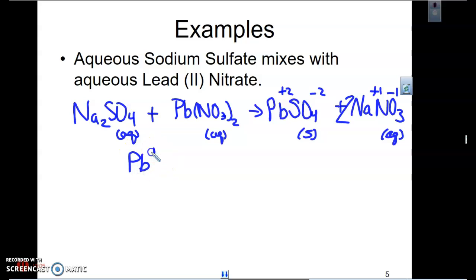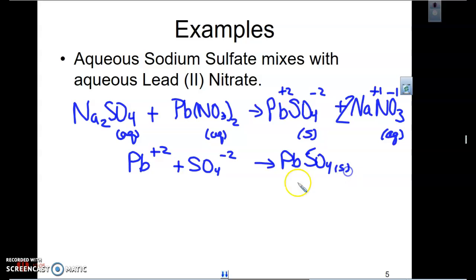Net ionic is Pb +2, sulfate -2 makes PbSO4. That's our net ionic. That's what really happened. Aqueous sodium was aqueous before, nitrate was aqueous before, afterwards they're aqueous. They don't do anything. But lead's a +2, sulfate's a -2, they get together, they form it. Okay.